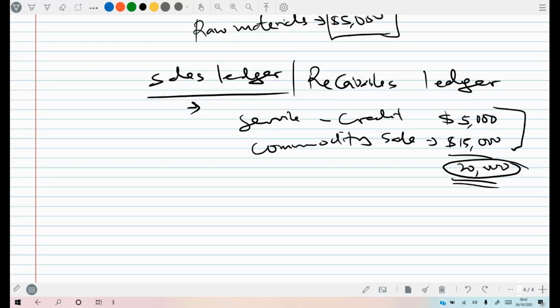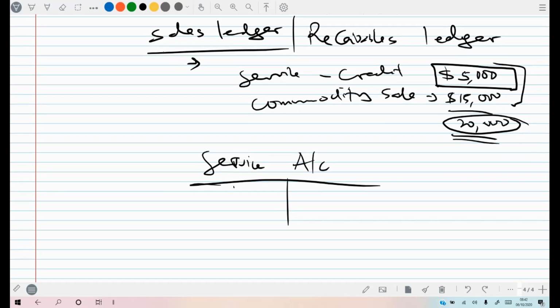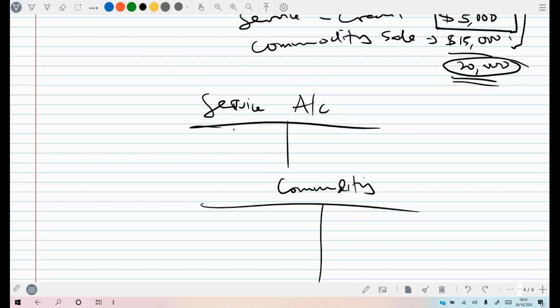And now to understand the 5,000 in detail, you're going to have a service, maybe they have a service contract. Let me show a service account. If they booked the service, you want to understand exactly how the 5,000 came about, so you go to the individual T accounts for the service, and likewise an account for commodity, trying to understand how this 15,000 came about. So it's like a step: from the financial statement to the GL, from the GL to the individual ledgers, from the individual ledgers to the individual accounts. It's stepwise.